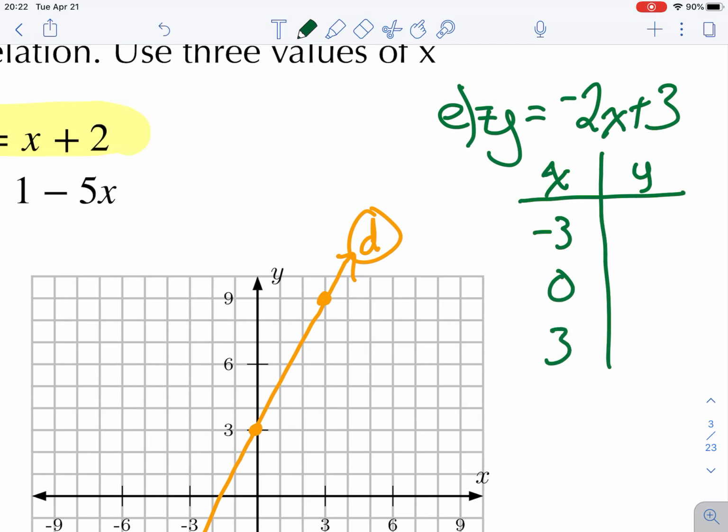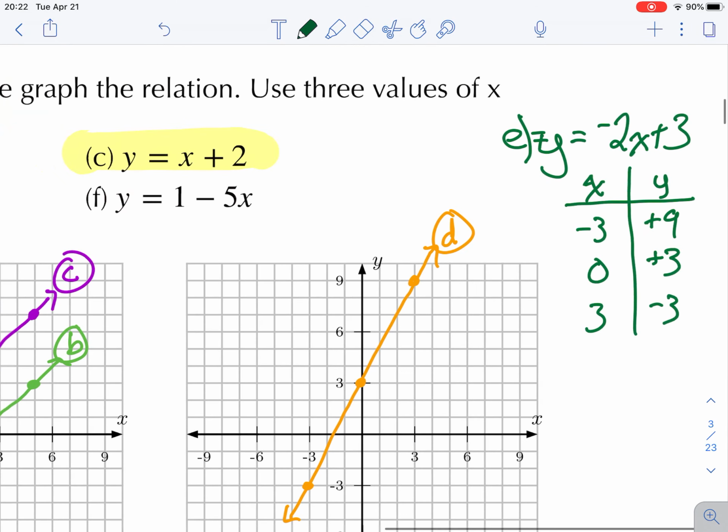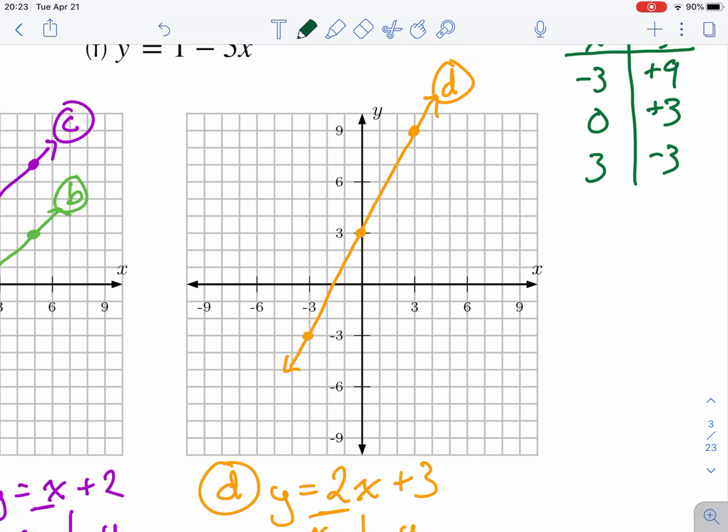x and y. I'm going to do negative 3, 0, and 3 again. So negative 2 times negative 3 is plus 6. 6 plus 3 is plus 9. Put a 0 in. Negative 2 times 0 is 0, plus 3 is plus 3. 3 times negative 2 is negative 6. Negative 6 plus 3 is negative 3. So in this one, it's negative 3 and 9. 0 and 3, 3 and negative 3.